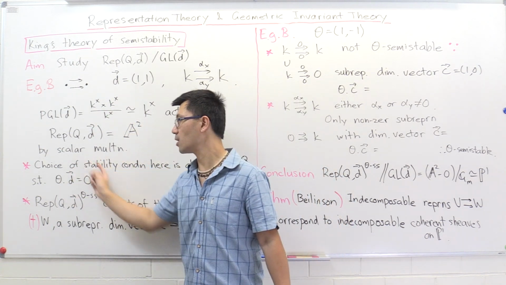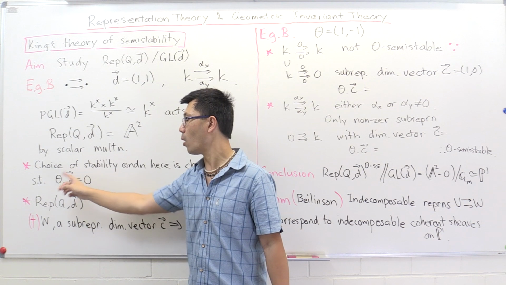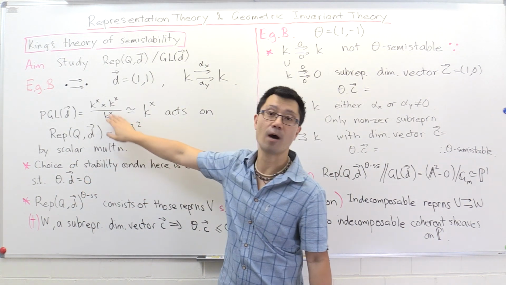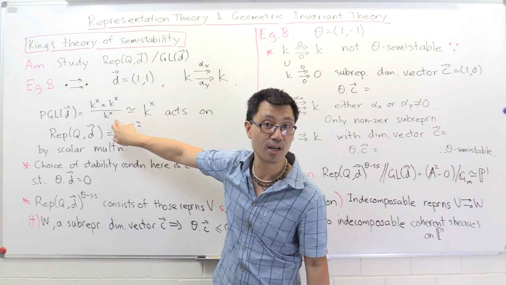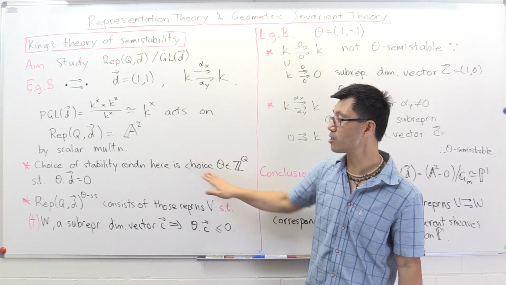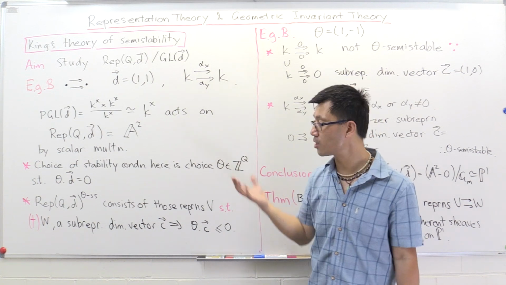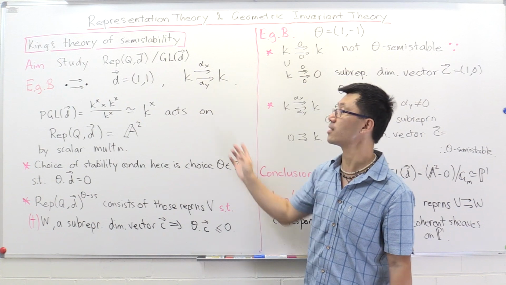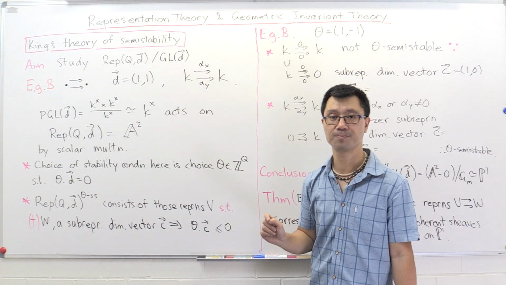I won't go into the details as to why you need this. It essentially corresponds to the fact that we've factored out by this diagonal copy of k cross, the multiplicative group, there. Okay, so that's a choice of a stability condition, and it's something that you just choose. It will change the answer that you get depending on what this choice is.